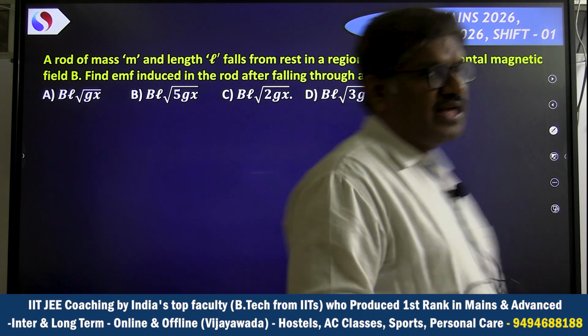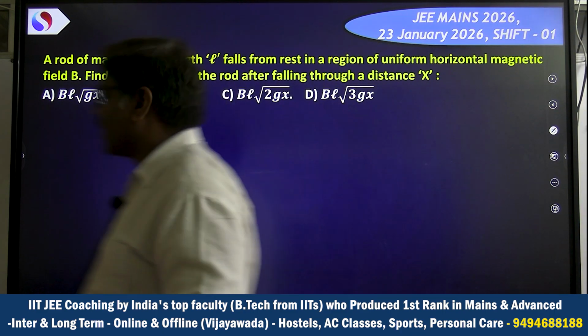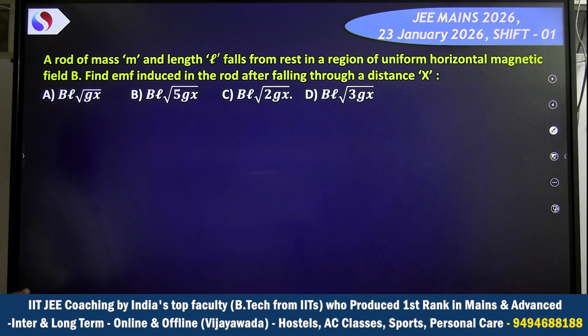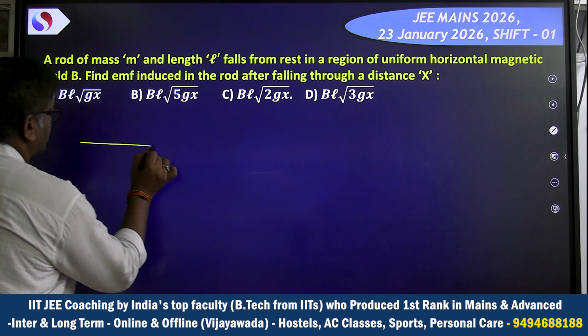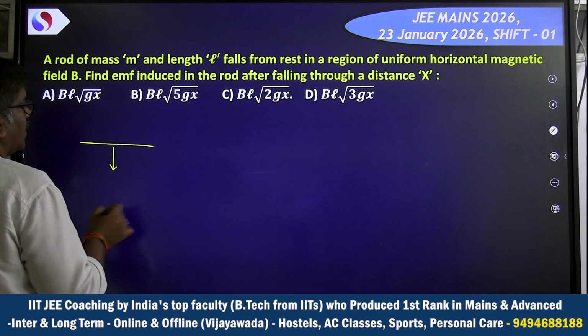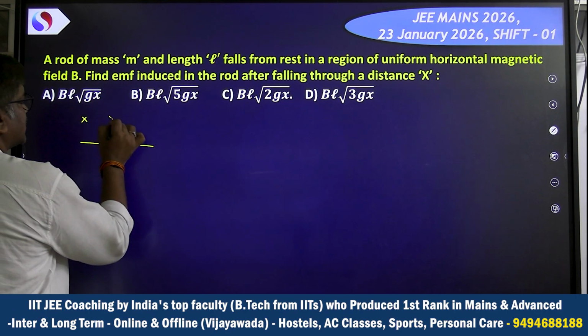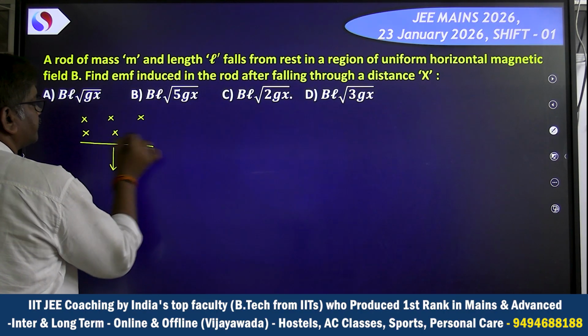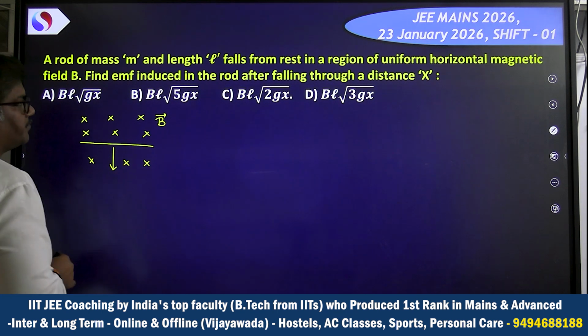A rod of mass m and length L is at rest in a region of uniform horizontal magnetic field. Find the induced EMF in the rod after falling a distance x. Suppose this is the rod which is falling, and the plane is vertical, so any field will be horizontal. So let us say this is the horizontal field. The direction of the field will be horizontal, that is B.